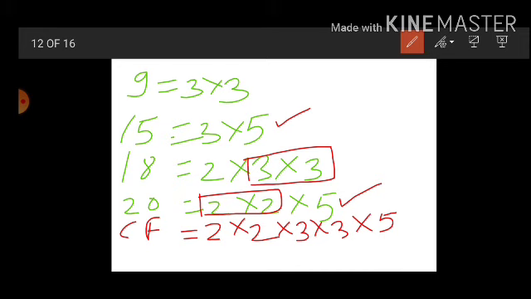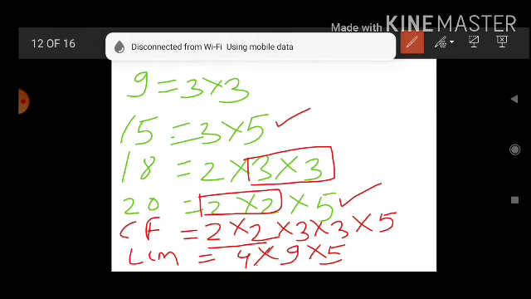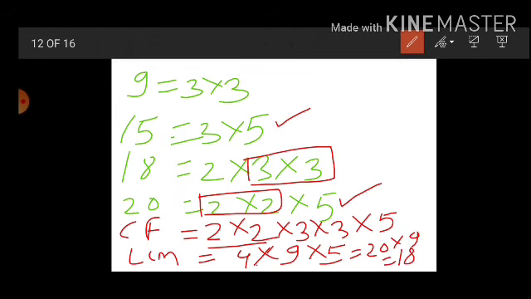Okay students, now what is the LCM? 2 2s are 4, 3 3s are 9, multiplied by 5. Now we know the commutative property, we can change the order of numbers. So 4 5s are 20, 20 multiplied by 9 is 180. What is our LCM? 180. Common factors: 2 2s are 4, 4 3s are 12, 12 3s are 36 and 36 5s are 180.